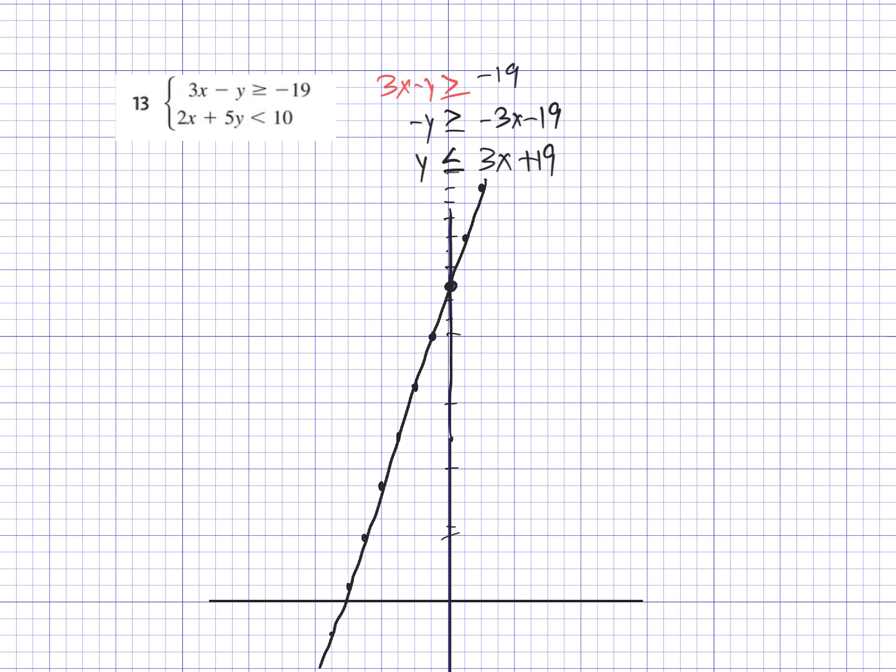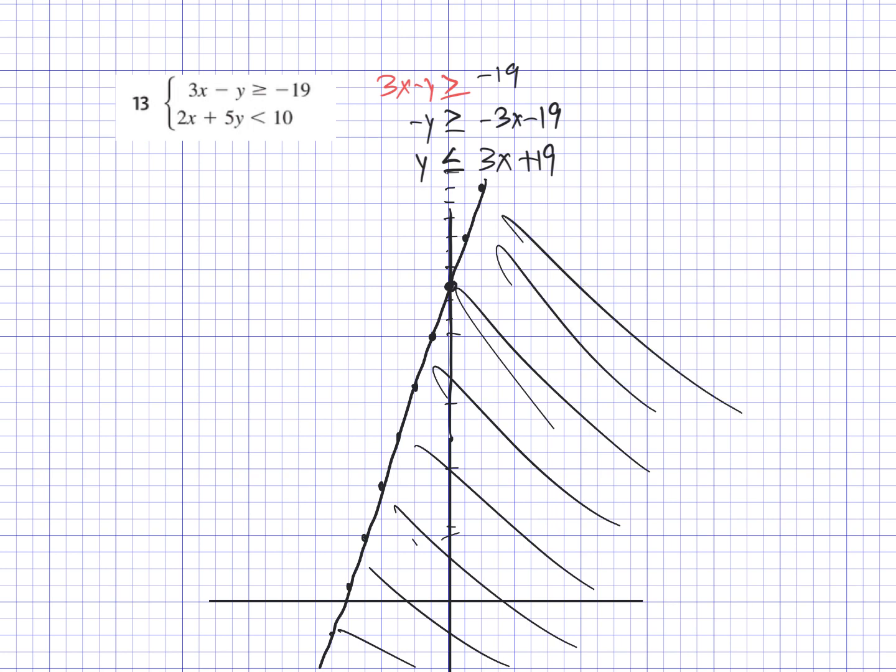And it's less than, so it's going to be shaded below your line. All right, now let's do the next one. We'll do it in blue. 2x plus 5y is less than 10. All right, so we'll subtract 2x and divide by the 5. So y is less than -2/5 x plus 2.